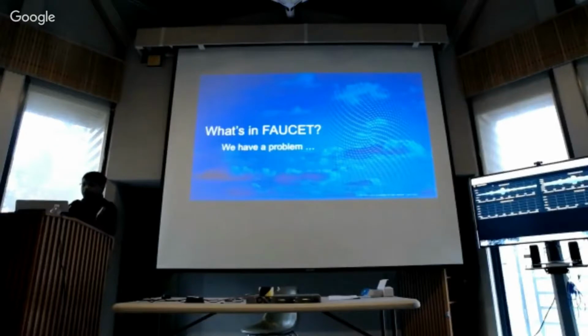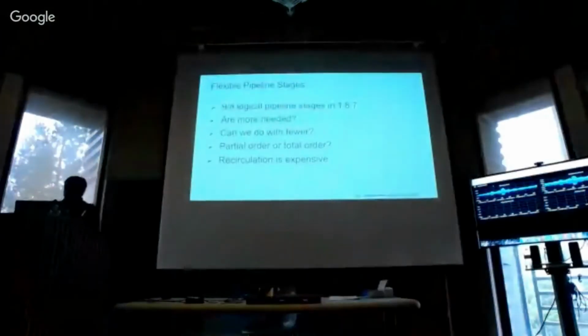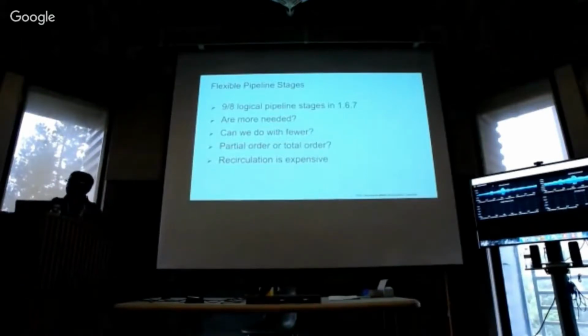That's what I really want to talk about. Okay, so right now Faucet has 9 or 8, depending which way you look at it, the V4, V6 FIBs are in parallel, and it's really an open question. Do we need more? Can we do with fewer? Are these stages a partial order or a total order? Now, this is a very, very important question because already we see that there isn't a total order. V4 and V6 are in parallel.